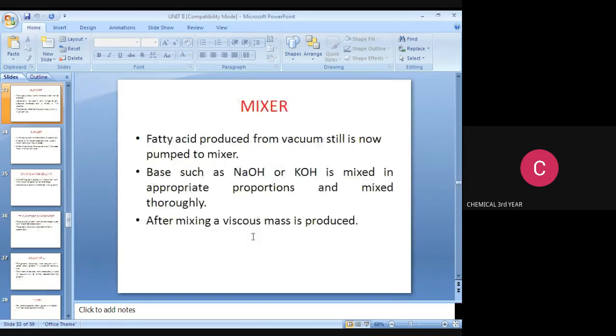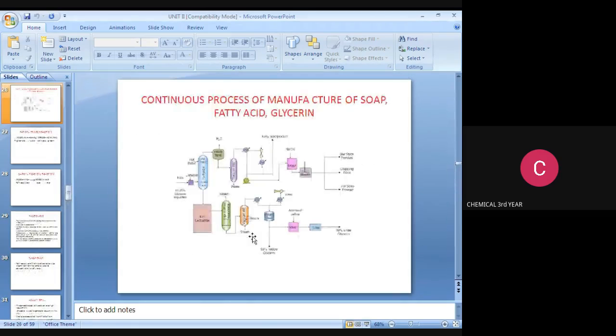So this flow sheet is the manufacturing of soap, fatty acid, and glycerin. These three products we are producing. Fats and catalyst are passed to the hydrolyzer. In this hydrolyzer we are adding, students listen carefully, once again I repeat, hot water is introduced in the hydrolyzer.